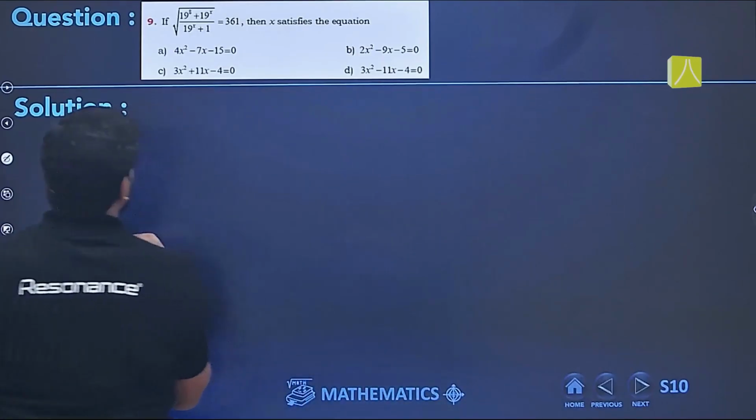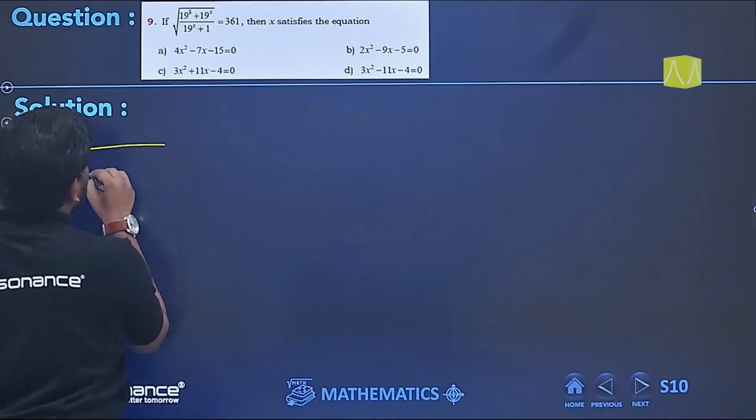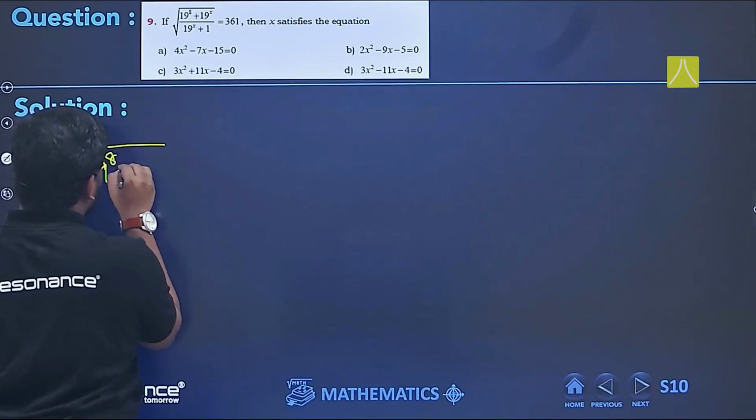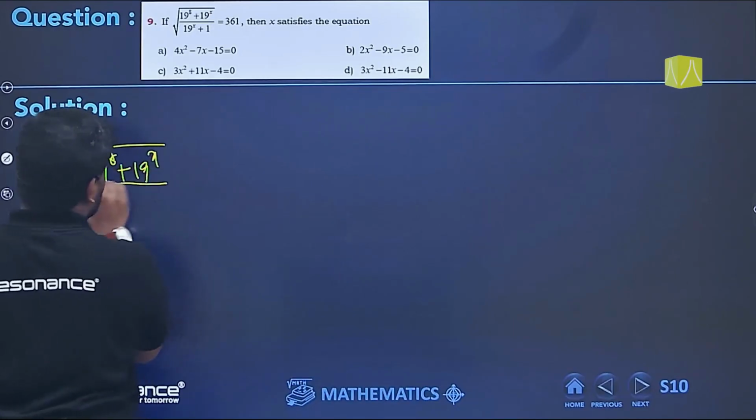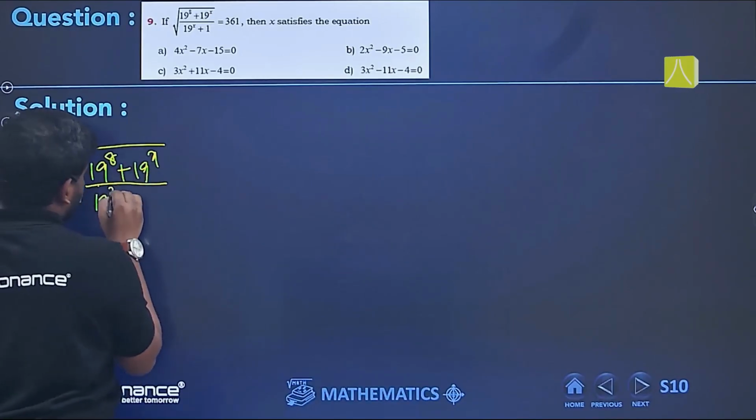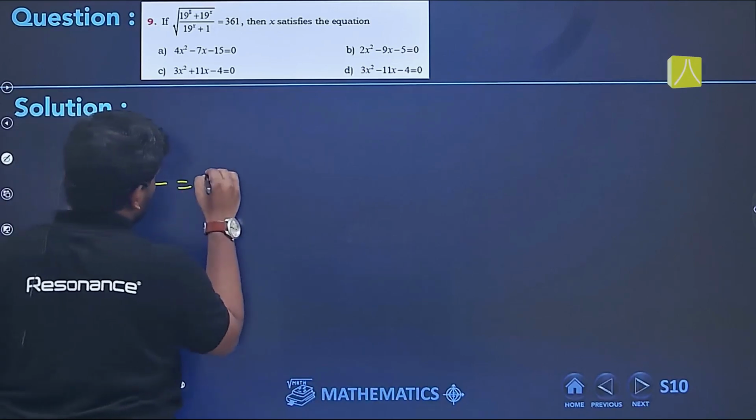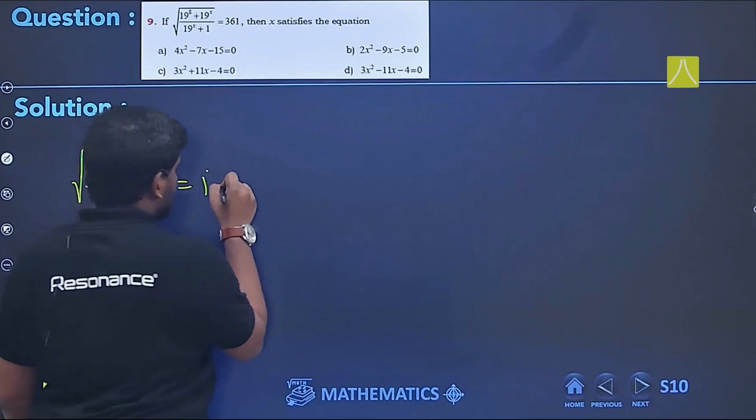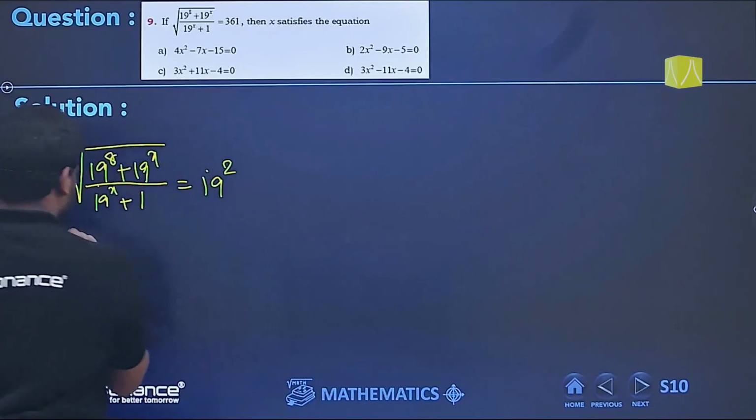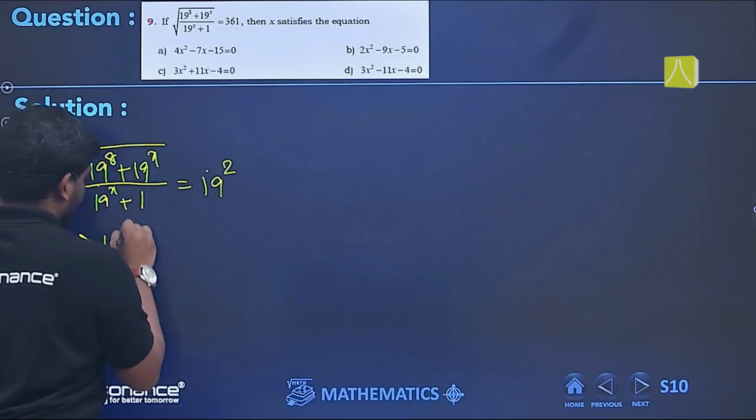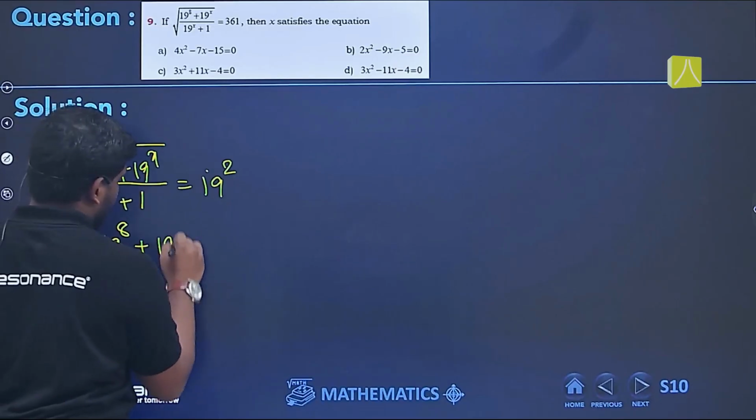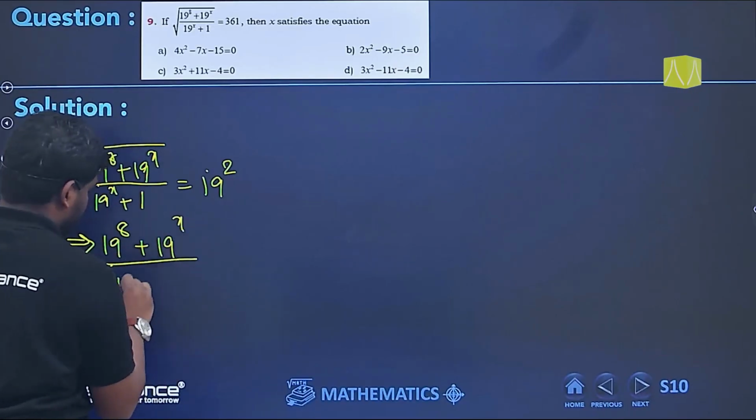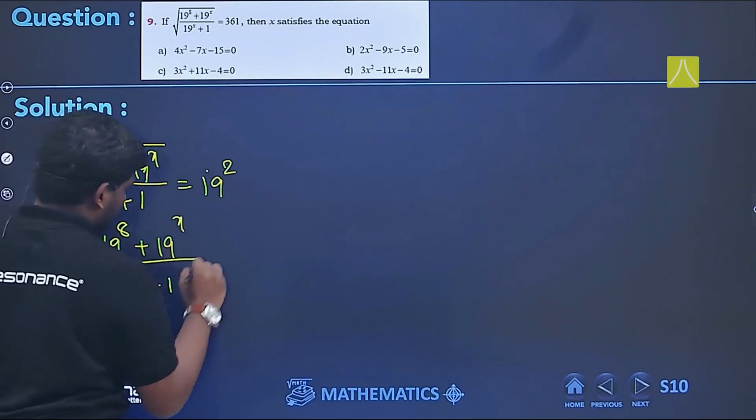So we have the equation root over (19^8 + 19^x) / (19^x + 1) equal to 361. And what is 361? It is 19 square. So this is 19 square. So (19^8 + 19^x) / (19^x + 1).